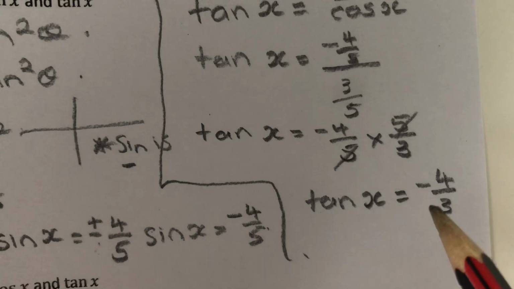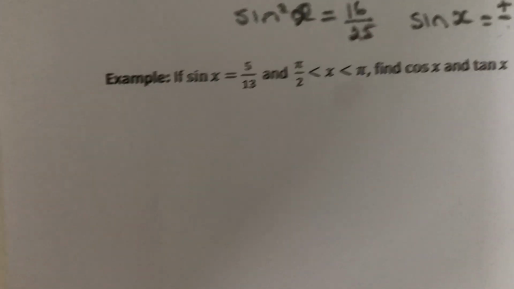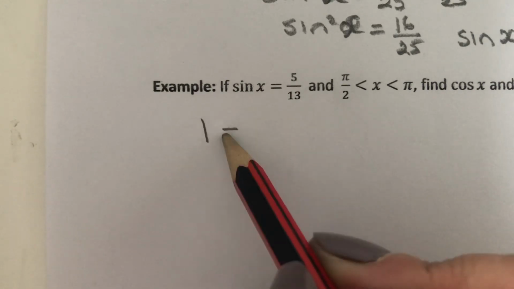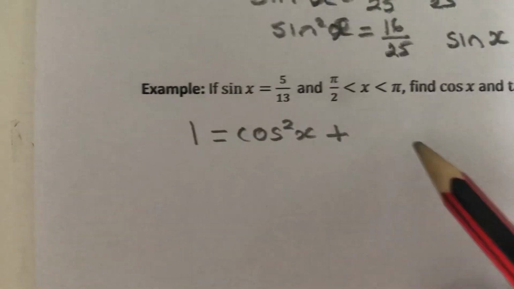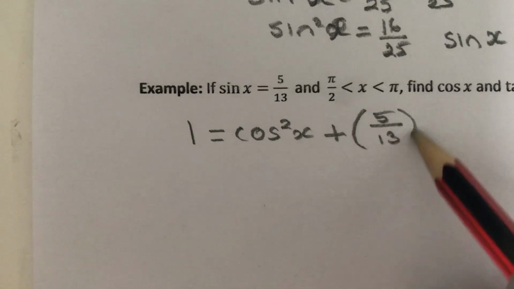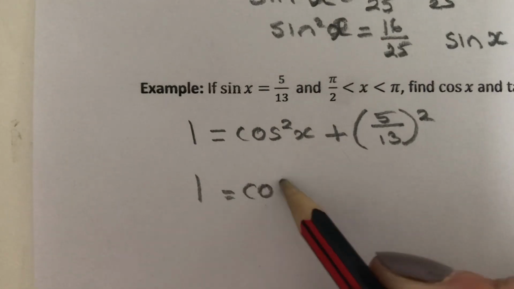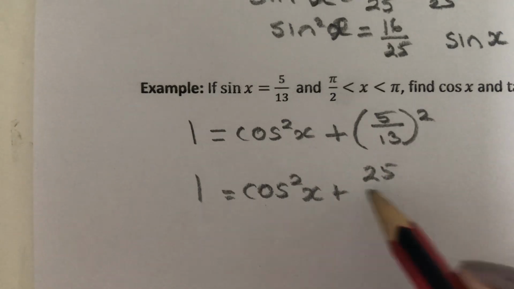Okay, hopefully you got tan of x is -4/3, and we know that tan is negative in that quadrant, so we're also happy with the fact that it's a negative. Okay, let's do one more. So we're going to go straight into our identity. So 1 is equal to cos squared x plus, this time we have sine, so plus 5/13 squared. Please go ahead. Pretty much exactly the same.